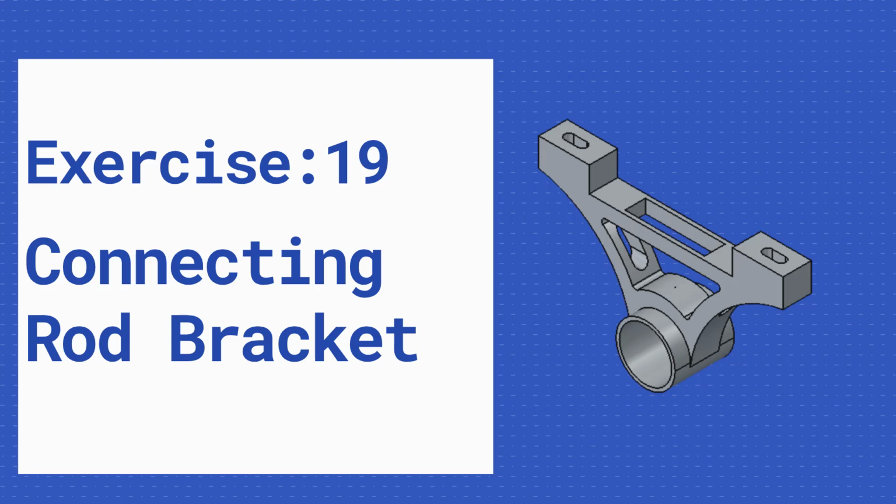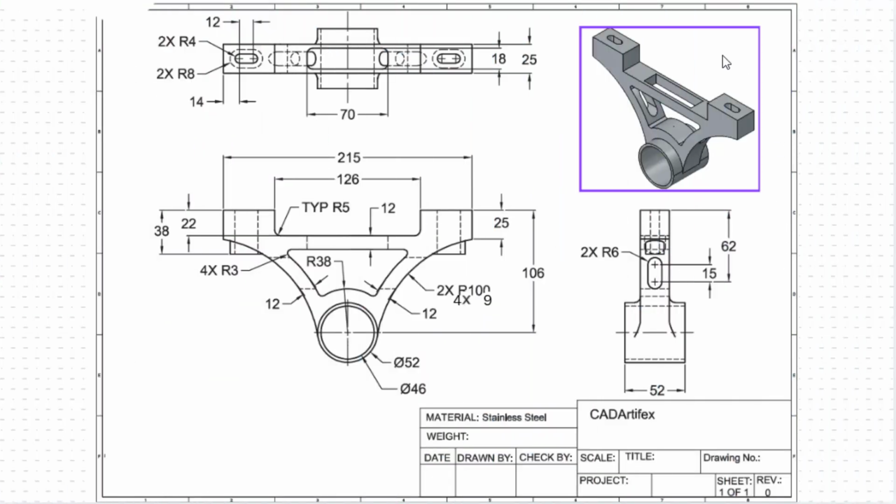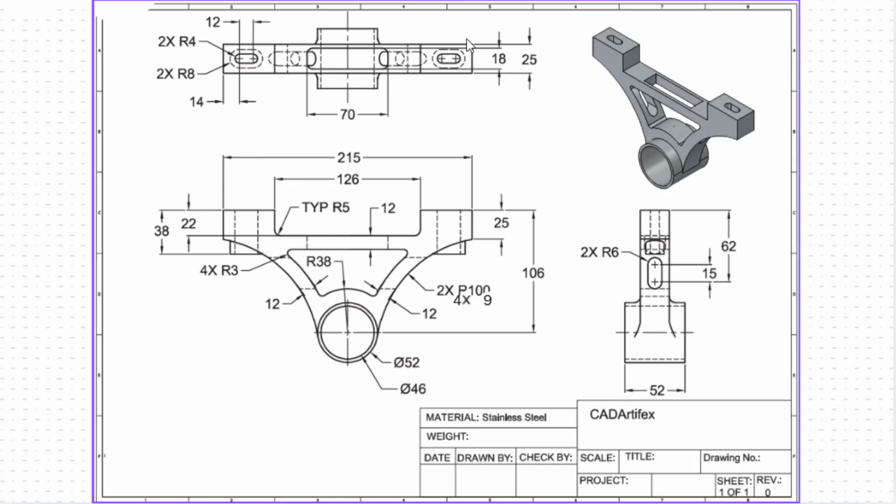Hello and welcome. In exercise 19, we'll be creating a connecting rod bracket. So let's look at the technical drawing. Here is our technical drawing. This is our model we are going to create. Here is the top, front and side view.